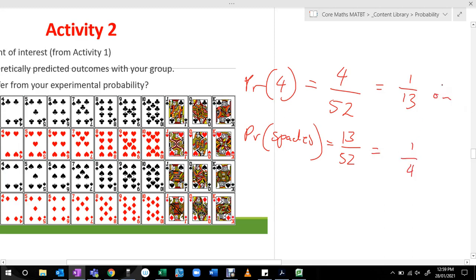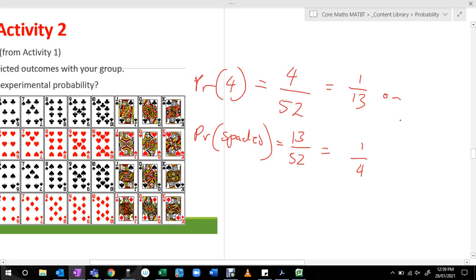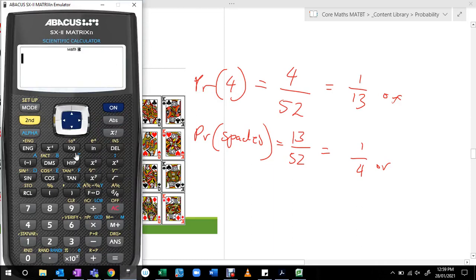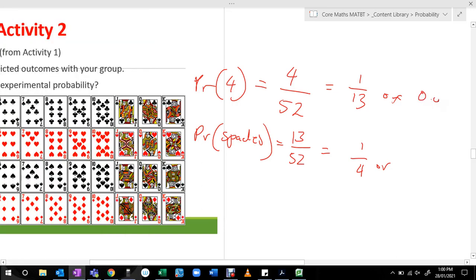Or you can also make them into a decimal. So 1 out of 13, I don't know what that is as a decimal, but again, use your calculator if you want to. So 1 divided by 13, which is 0.076. We'll make that 3 decimals. Actually, I should round that, so 0.077. Okay, and then 1/4 will be 0.25.